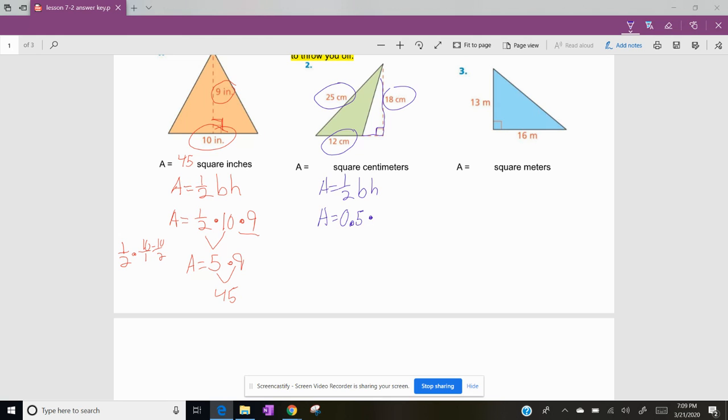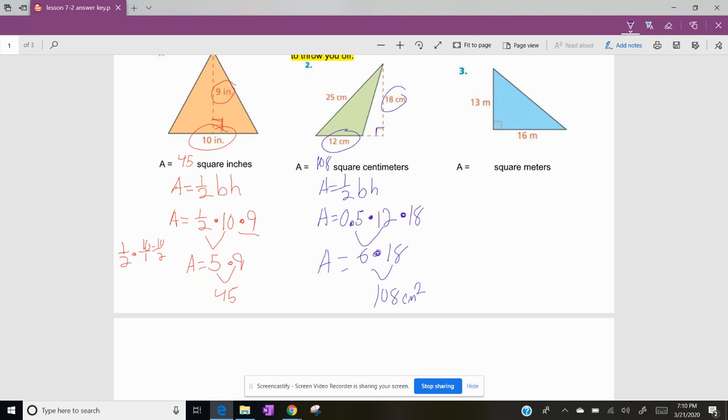So that means our base is going to be 12 and the height's going to be 18. So times 12 times 18. If you want to use a calculator, I'm fine with that. I could also think, what is half of 12? It is 6. 6 times 18 will give me my answer. So therefore, area equals 108 square centimeters. Now I'll put my answer right up there.